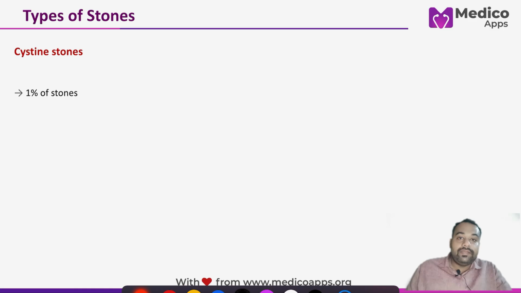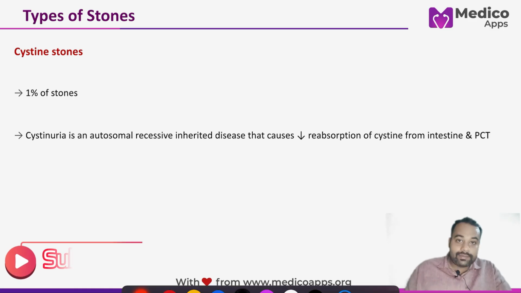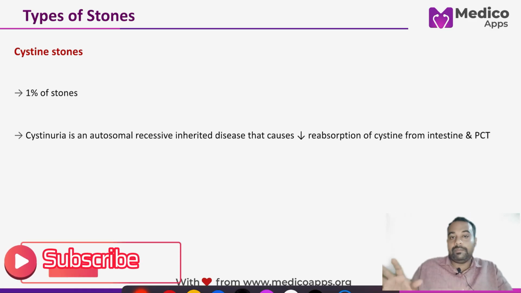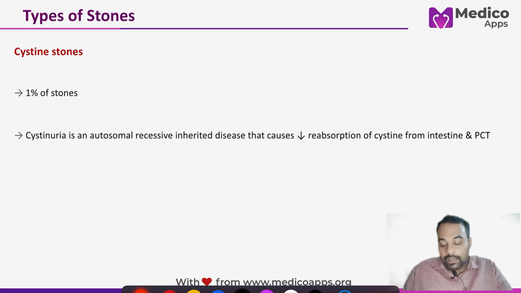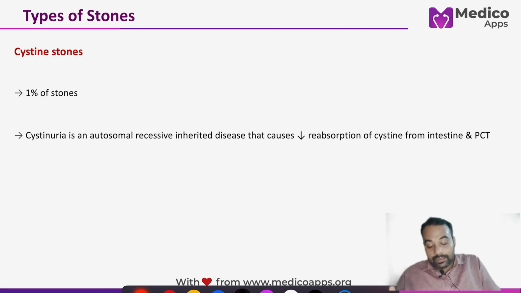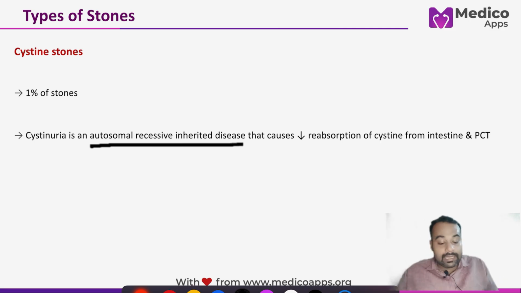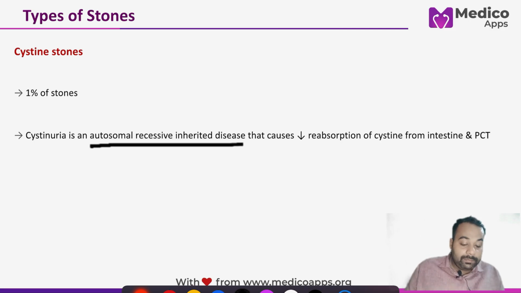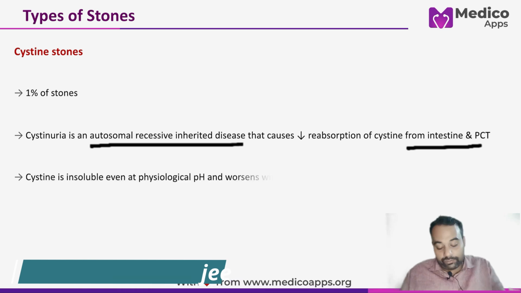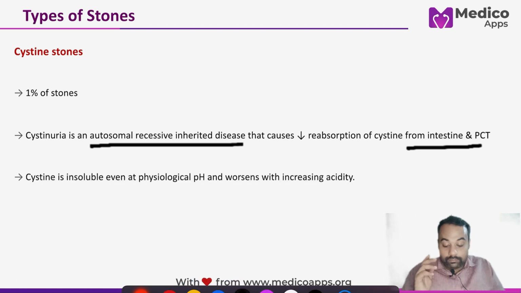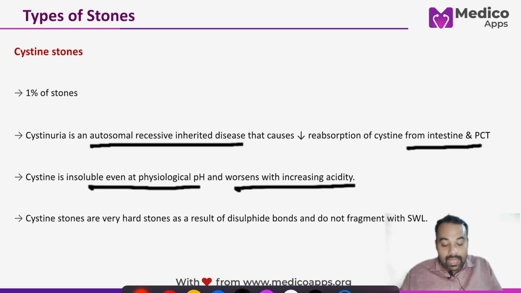Now we have the cystine stone. These are the strongest stones, which are pretty much hard to break through ESWL. But these are the ones associated with the autosomal recessive inherited disease, and that typically happens due to decreased reabsorption of the cystine from the intestine and the PCT as well. Now, these are the ones which are basically insoluble even at physiological pH and worsen with increasing activity.